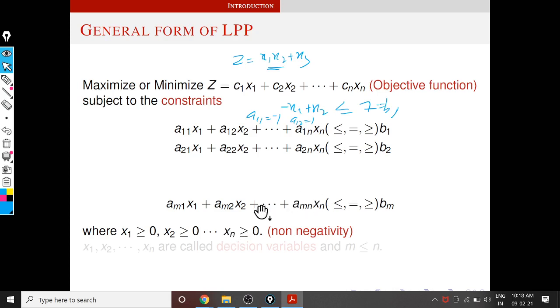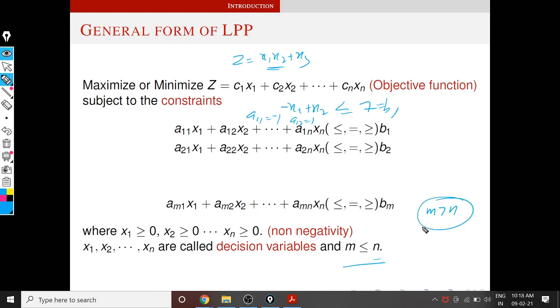That's why we will discuss this type of problem. And the variables x1 etc. xn are called decision variables. Normally this m is less than or equal to n. This is not a strict condition.